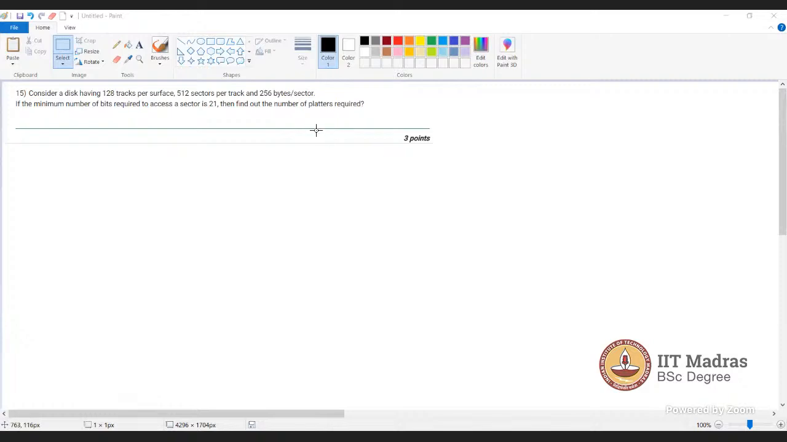So question number 15. Consider a disk having 128 tracks per surface, 512 sectors per track, and 256 bytes per sector. If the minimum number of bits required to access a sector is 21, then find the number of platters. Okay, so let's solve this.